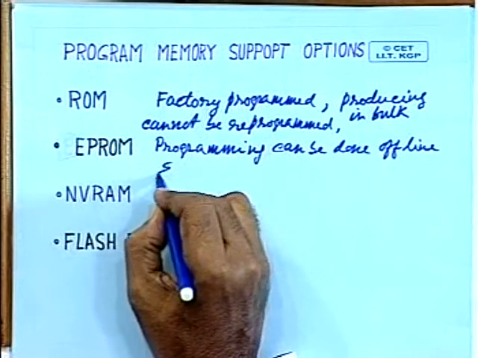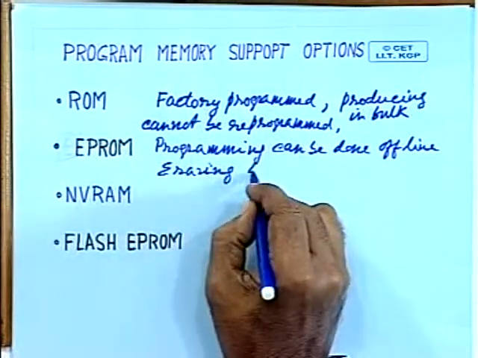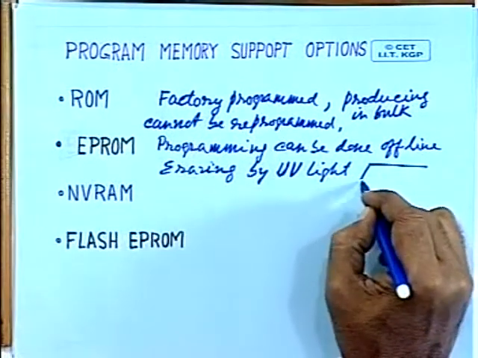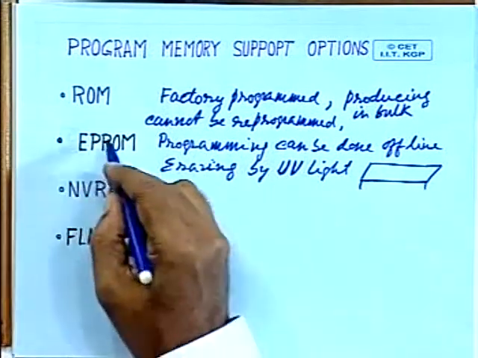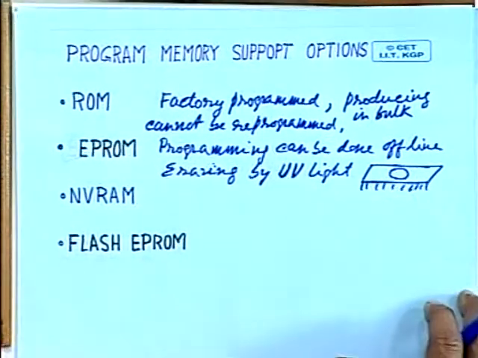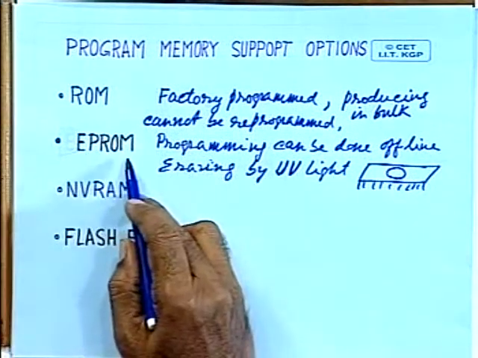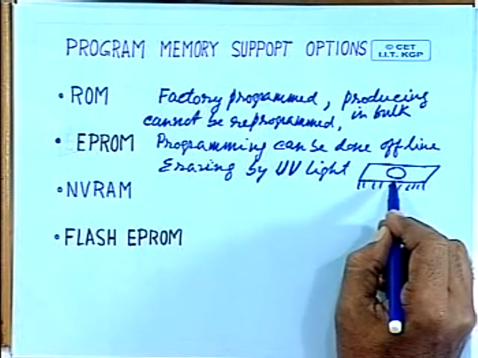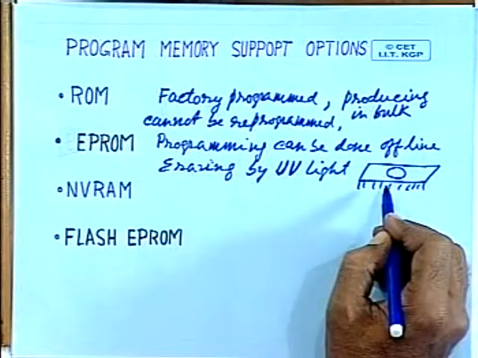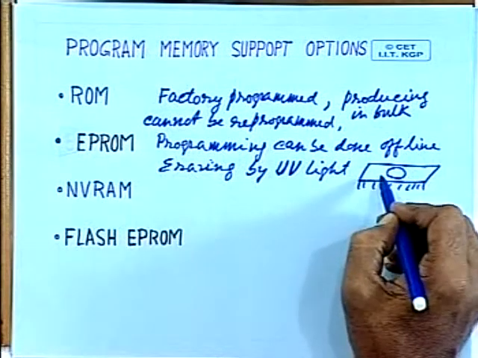And you can also do erasing by UV light. You know that a device which uses EPROM has an optical port, and you can expose this device for some duration, so that all the contents of the ROM are erased. That means all of them become one, and then you can do the programming. So many times this programming can be done. However, there is a limited life cycle, a limited number of times you can do programming. You cannot do it millions of times. You can do it maybe 10,000s of times. So you can do erasing and programming, but both of them can be done offline.